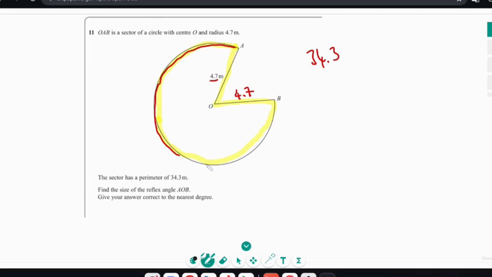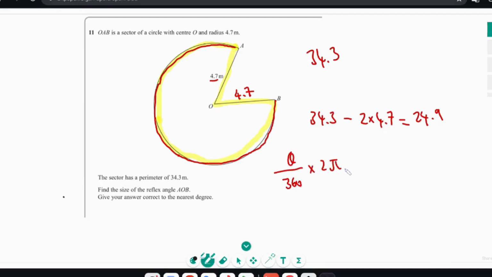If I take those two 4.7s off of my 34.3, I'll have the arc length from A to B. So it's 24.9. The arc length is 24.9. The formula for arc length is theta over 360 times the circumference of a circle, which is 2 pi r. I know that is equal to 24.9. I also know the radius is 4.7, so I can put in my radius.